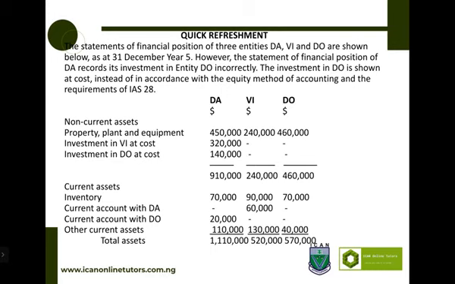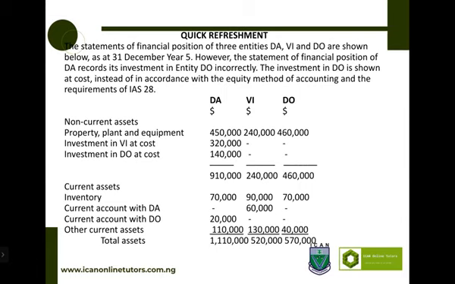Okay, let's get started. The video, as you can see from your screen: the statement of financial position of three entities, Day, V, and Do, are shown below, as at the 31st of December, year 5. However, the statement of financial position of Day records its investment in entity Do incorrectly. The investment in Do is shown at cost instead of in accordance with the equity method of accounting and the requirement of IAS 28. I think I personally emphasized this IAS 28 when we were discussing investment in associates.